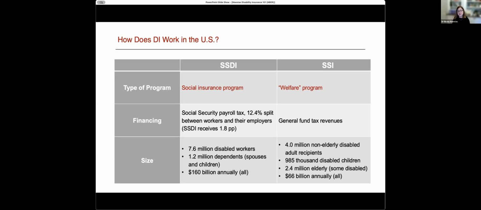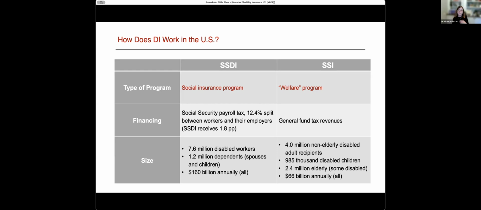What we're really talking about here are two flavors of program that are quite distinct in many ways. SSDI is a social insurance program, whereas SSI is considered a, quote, welfare program. And by welfare, we mean that in the classic sense, with the idea that there's some means testing for benefit eligibility. The two programs are administered hand in hand, both by the US Social Security Administration, but their financing arrangements are quite different.